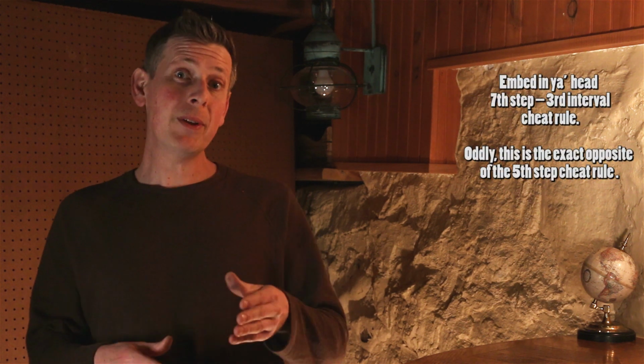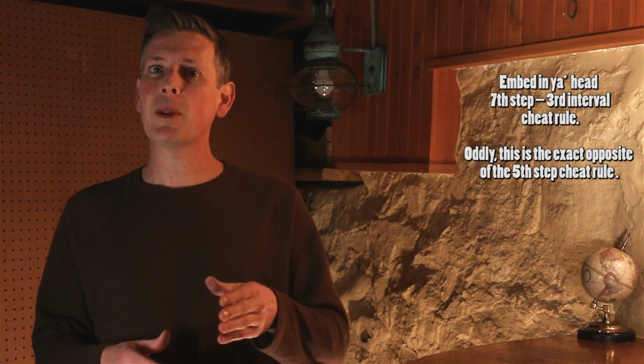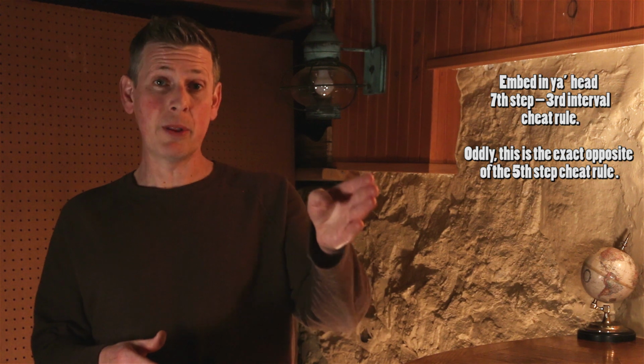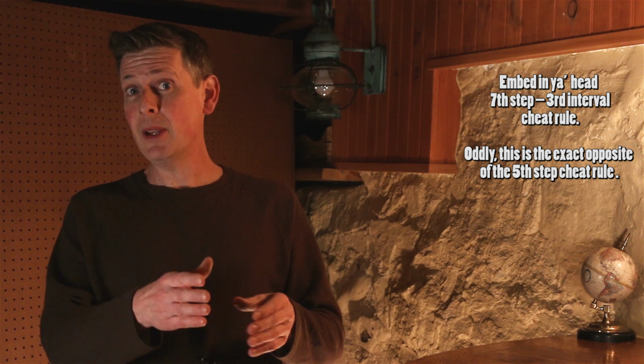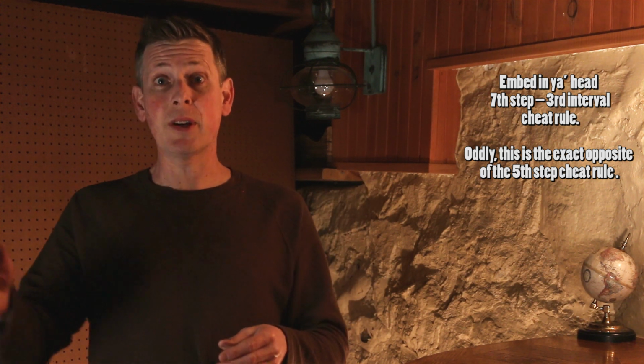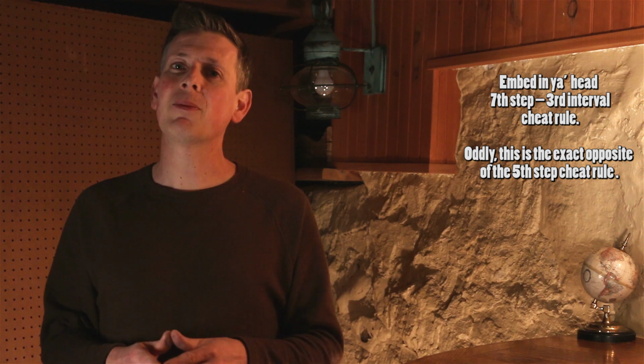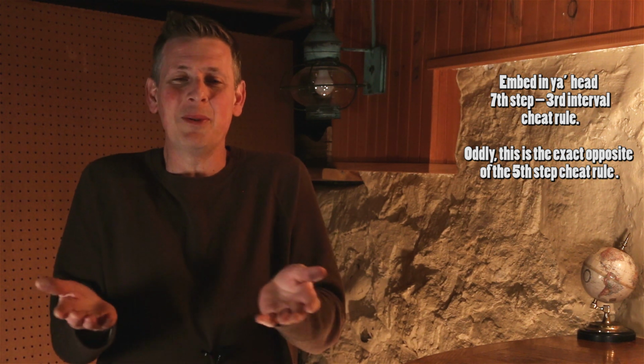And now for your third embed in your head third interval cheat rule. And this one applies to the 7th step. And it's much like the 5th interval cheat rule, where it applies to the happy modes, the 1 and the 4, and the modes that aren't happy, the 2, the 5, and the 6. Again, this only applies in the 5 essential modes, but they're the only ones we're using, as you know.